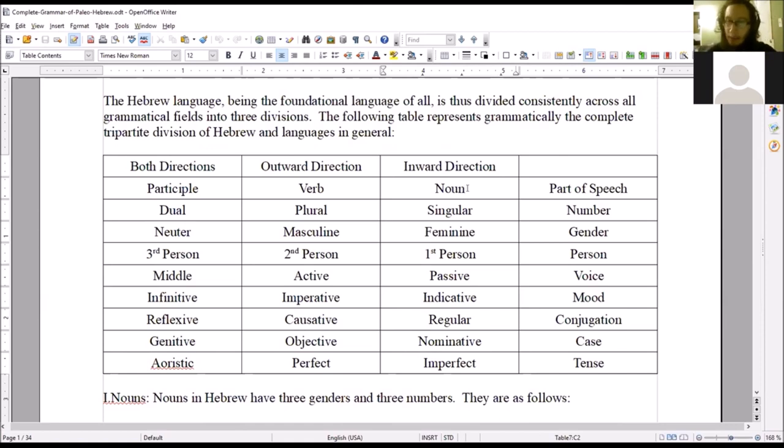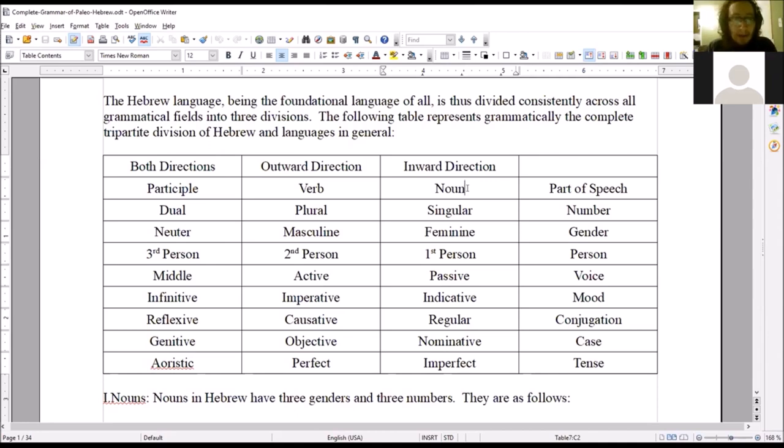A verb is an action, something that some noun is doing. So because it's doing something, it's outward. So it's verb, it's out. The verb, I'm verbing. A noun is verbing. A participle is a noun and a verb. So it's both.